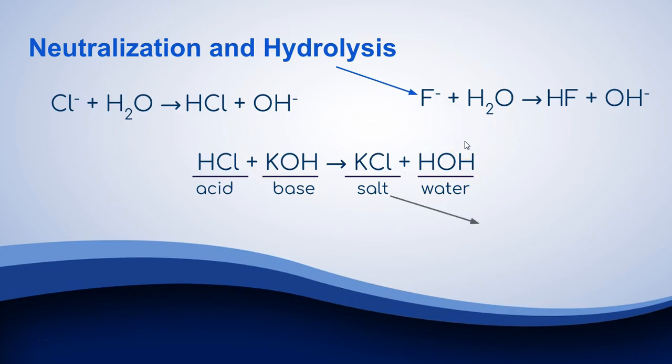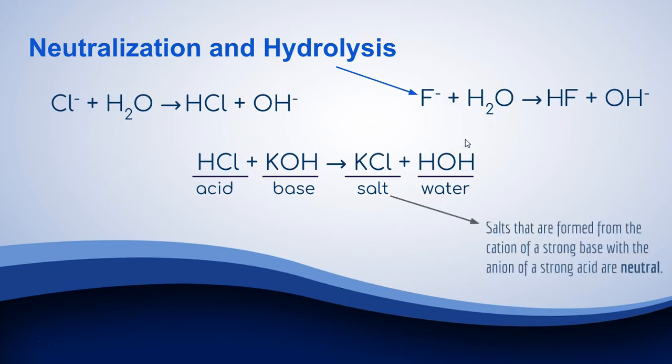Now, when we do a neutralization reaction like this, these result in salts, and we've always said that acids and bases produce salts and water. In this particular case, it would produce a salt that is neutral, meaning it wouldn't affect the pH. KCl doesn't affect the pH of the solution that it's in, and that's because it comes from a strong acid and a strong base.